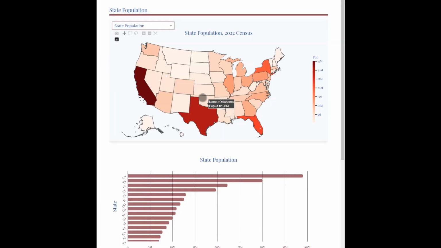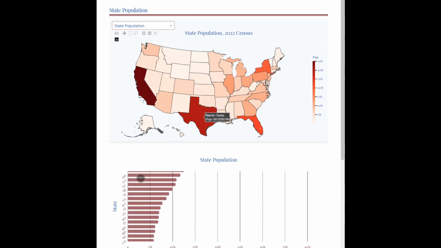First, let's look at this map showing population data based off of the 2022 census. You can see which states have more and less people, and a bar graph showing state population in descending order. This data is what we're going to use to do our voting analysis.